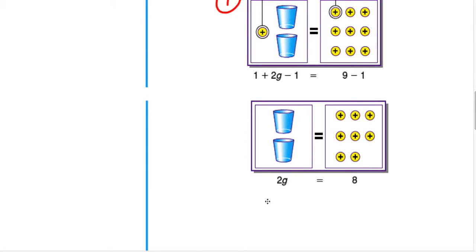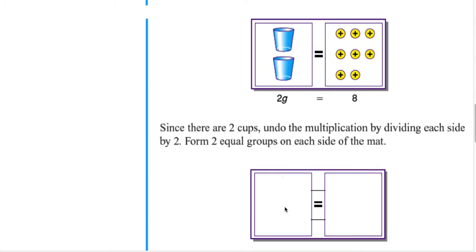From what we learned in the last lesson, to isolate one cup, we need to divide both sides by 2. Since there are 2 cups, undo the multiplication by dividing each side by 2, and form 2 equal groups on each side of the mat. So now we have 2 cups that have been divided by 2.